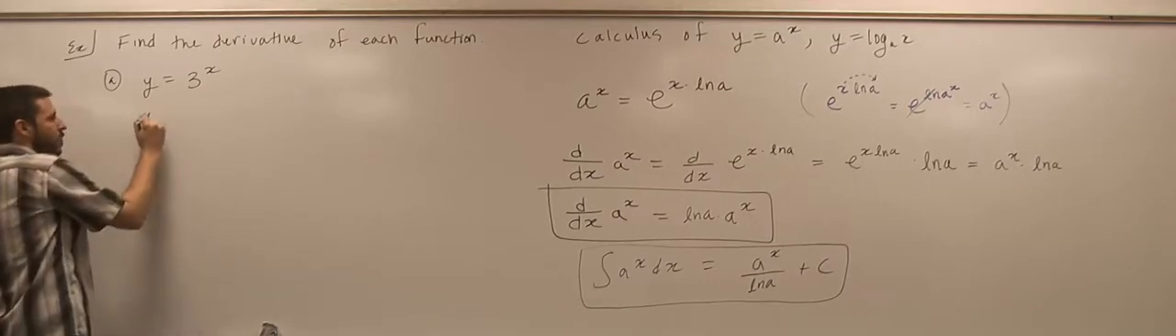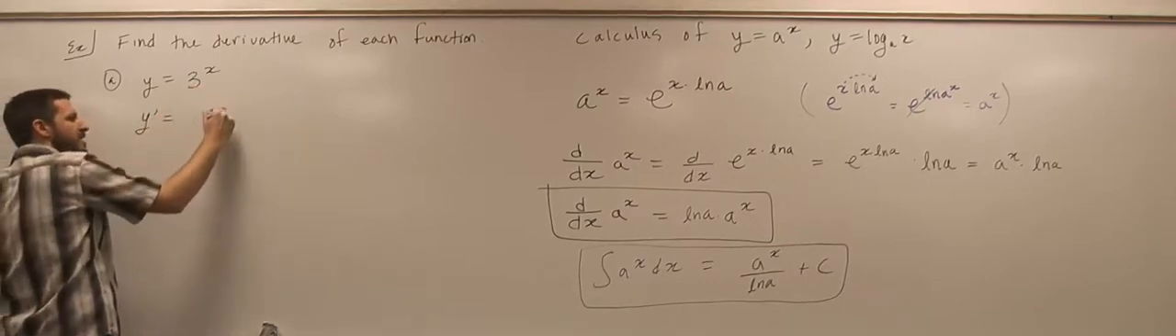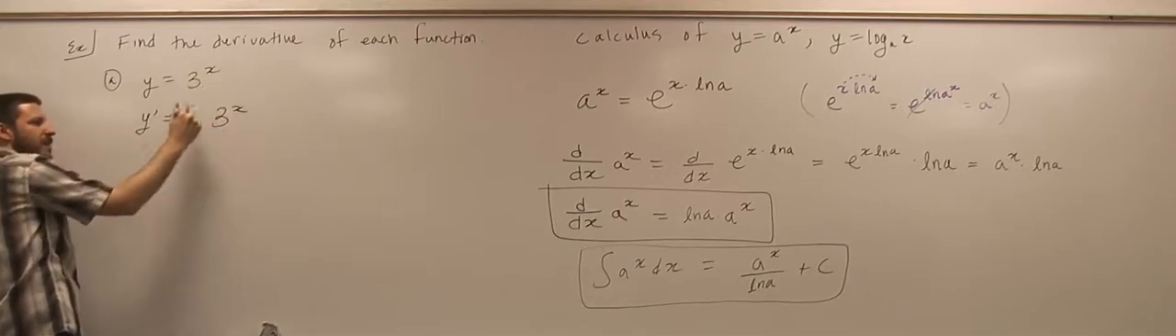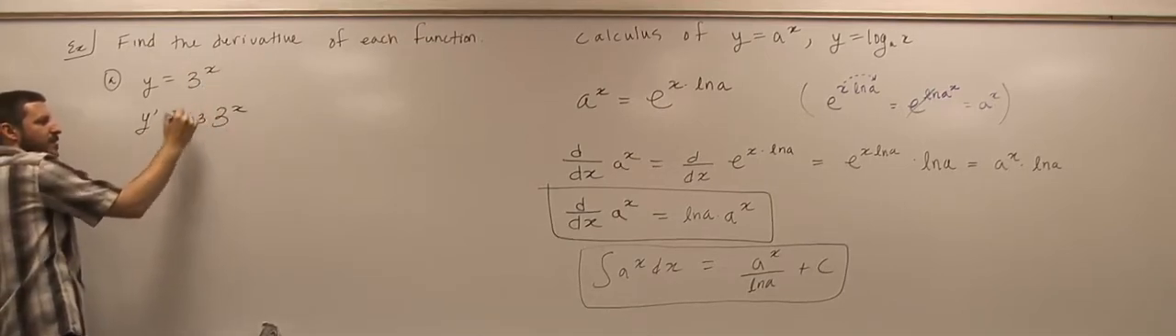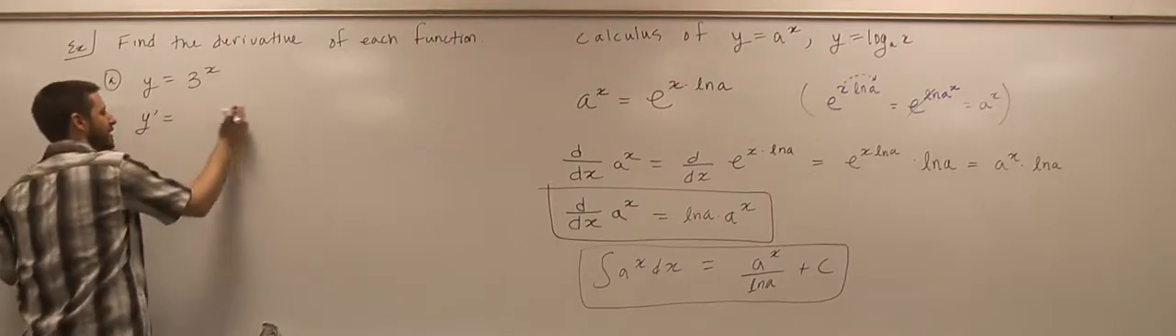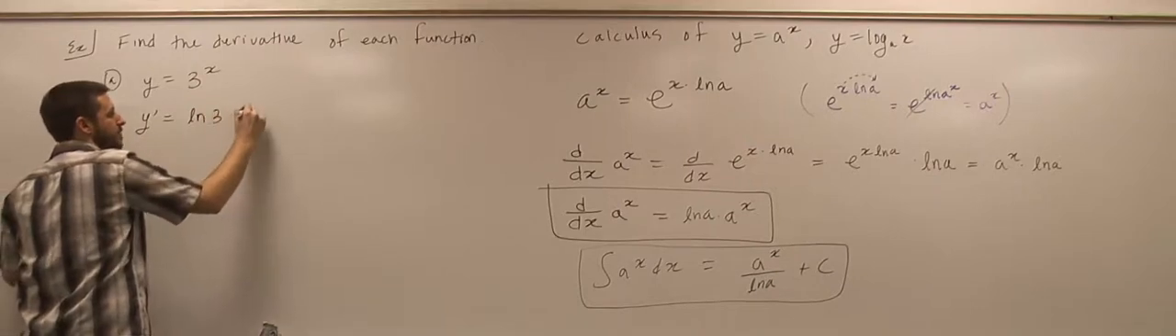But I have a formula. Y prime is almost the same exact thing. The derivative of an exponential function is almost the same exact thing, but you have a constant that you have to fix it up with. So the derivative of 3 to the x is ln 3 times 3 to the x.